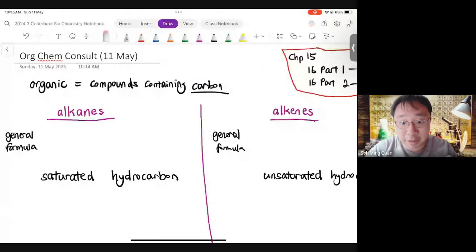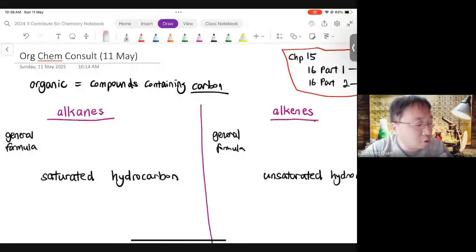So today we are here to revise organic chemistry, which is chapter 15, chapter 16 part 1, which is alkanes, and chapter 16 part 2, which is alkenes. All right, so let's get to the heart of it. What does organic mean? Organic means compounds containing carbon. These compounds are commonly found in living things like us and plants. That's why it's called organic.